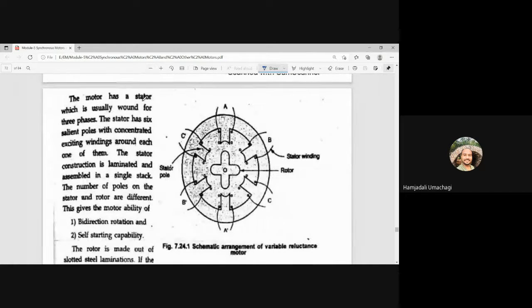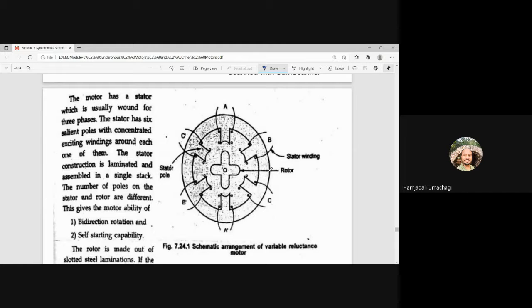The motor has a stator which is wound for three phases. Here these are the stepper motor stator poles, which have six salient poles having concentrated winding, and the phases are not concerned with AC power supply. Here phase refers to phase A, phase B, phase C, and all these phases are excited or energized with the help of DC power supply. Try to understand, these are excited with DC power supply, and this phase is not similar to single phase or three phase. So don't get confused.